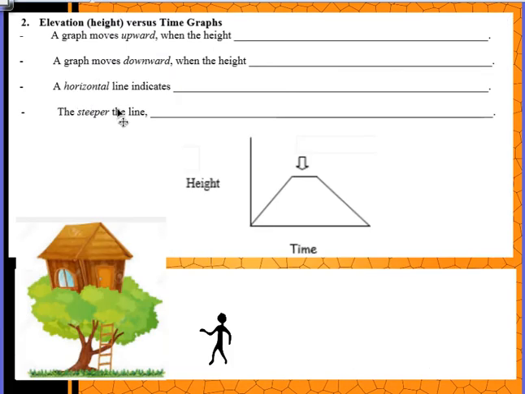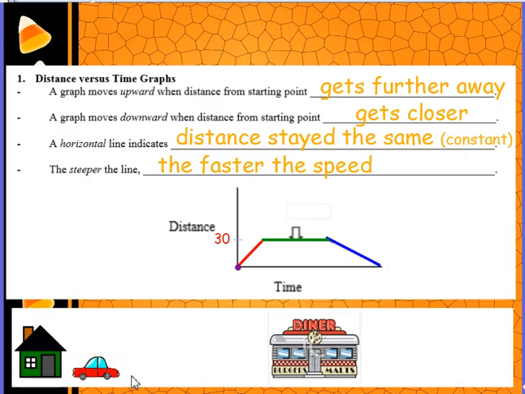Elevation, also known as height, versus time graphs. In this example, if you just go back to number 1, I also just want you to add here that where this arrow is pointing to, the distance is staying constant. So constant distance is what is meant by this horizontal line here.